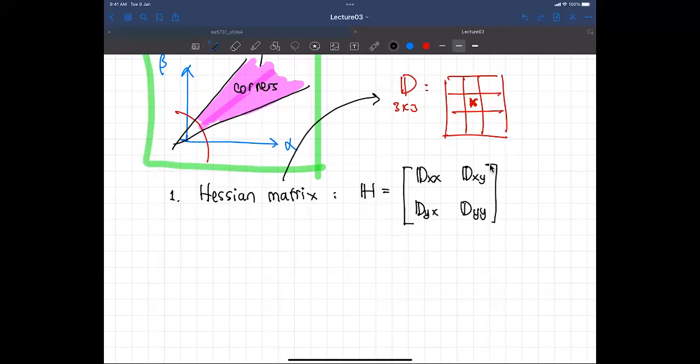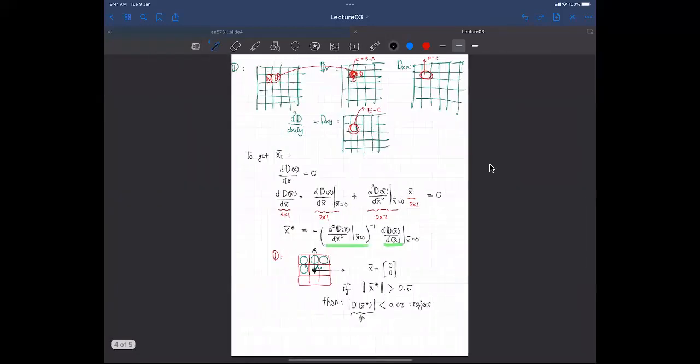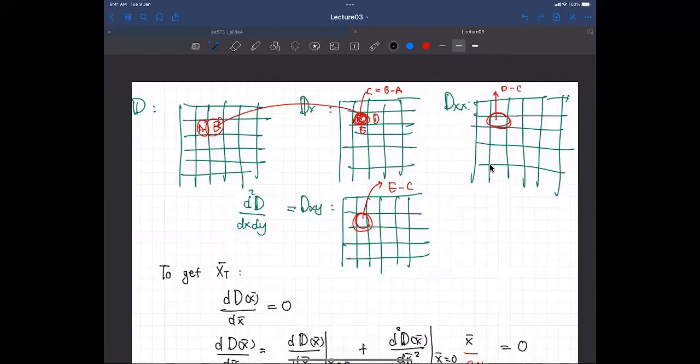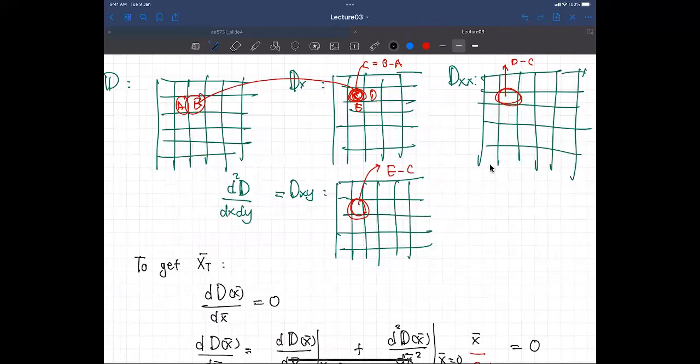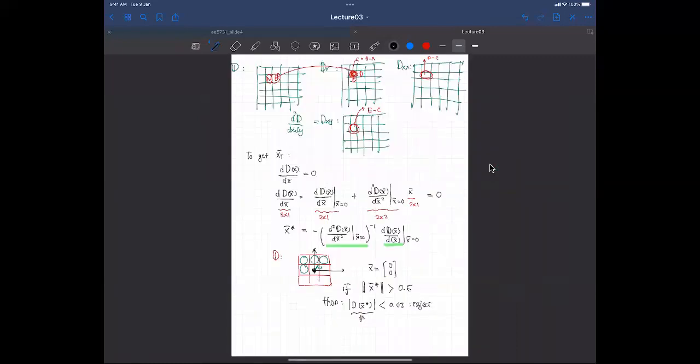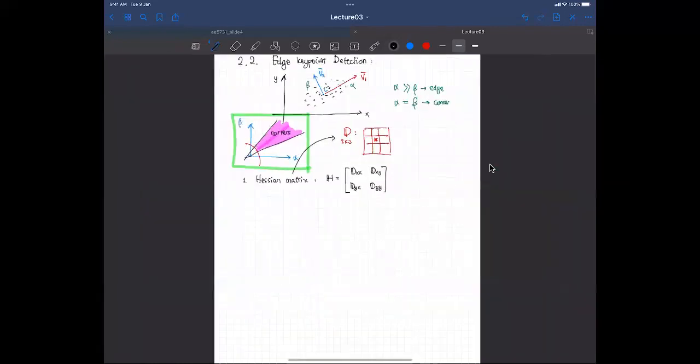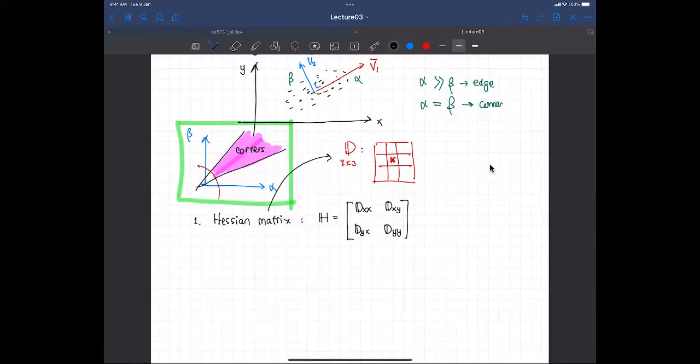So how can we get this Hessian matrix? Actually, we already have it, because in the previous step we computed that. So we can just reuse whatever we had in the previous calculation. Any questions here? So for every pixel, we can have the Hessian matrix.